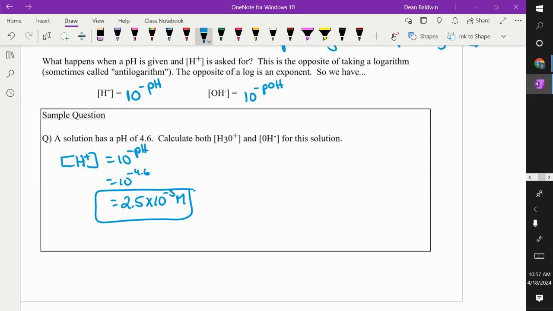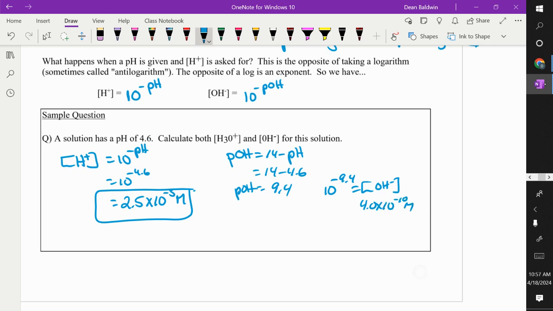Okay, how am I going to do the concentration of OH minus? There's a couple ways you can do it. What would I do? You can find the pOH. How are we going to figure out the pOH? There you go. pOH is going to be 14 minus the pH, which gives us 9.4 is the pOH, and then 10 to the negative 9.4 is the concentration of OH minus, which is 4.0 times 10 to the minus 10 molar.